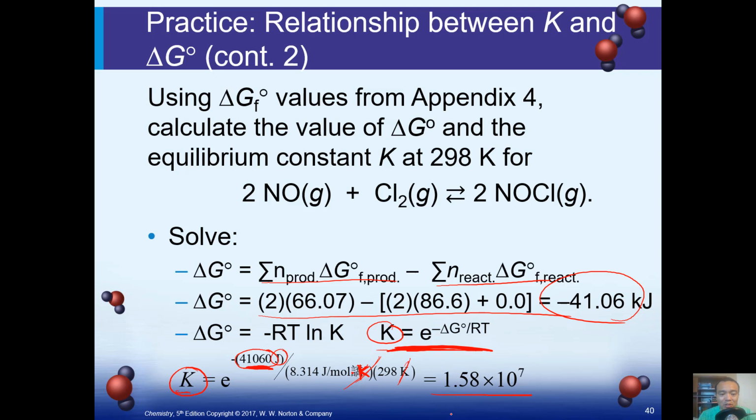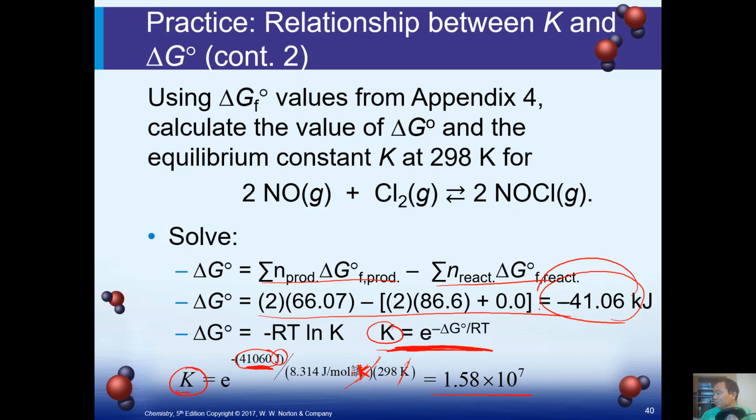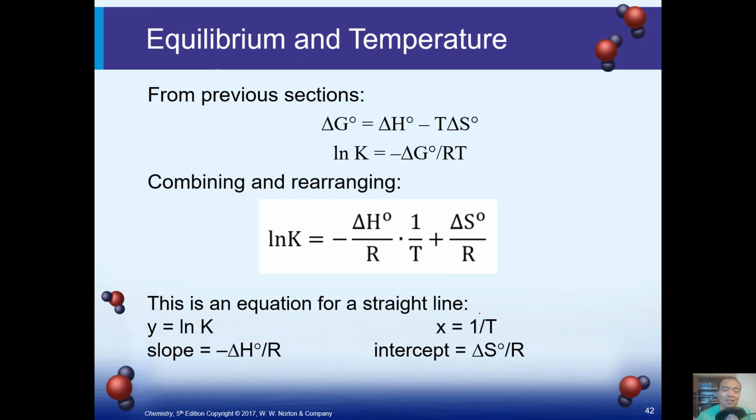So K over here is much greater than 1, which means this process is spontaneous. This does make sense because we have already calculated delta G to be a very negative number. When delta G is smaller than 0, that's the same as saying K is greater than 1. When delta G is very negative, that means K is much, much greater than 1. So, as it turns out, this K is a large number, which does make sense.